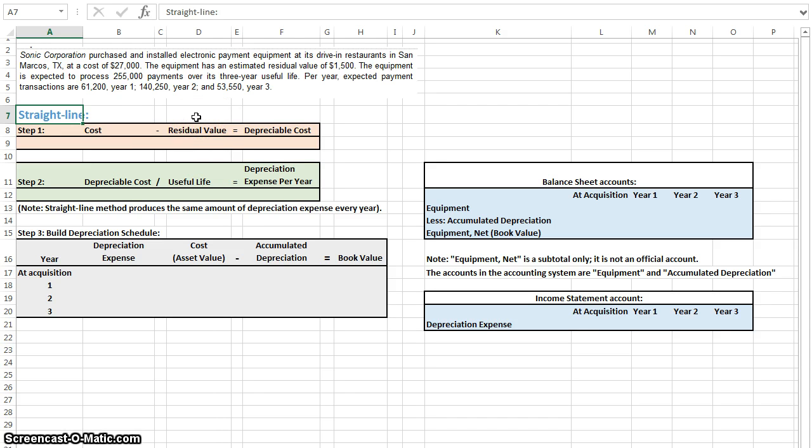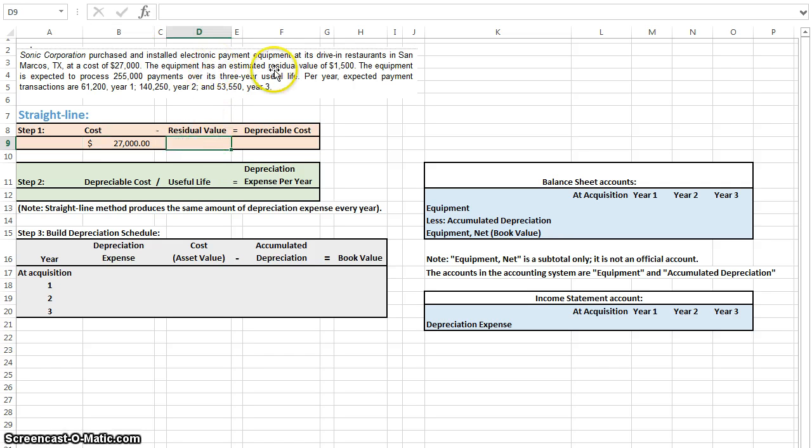This is the one that's the most straightforward. The facts are very important here when you're looking at these problems. How much did I pay for the equipment, or how much did I pay for the asset? Here we're paying for electronic payment equipment and we paid $27,000. That's an important fact. That's my cost, and that cost is going to go all over the place. And I'm actually going to enter that into my first step here, which is my cost of $27,000.